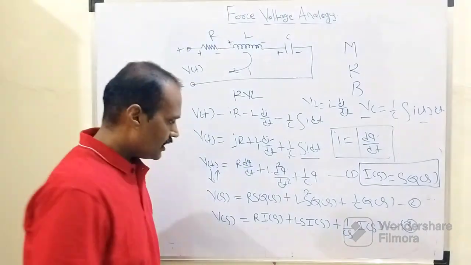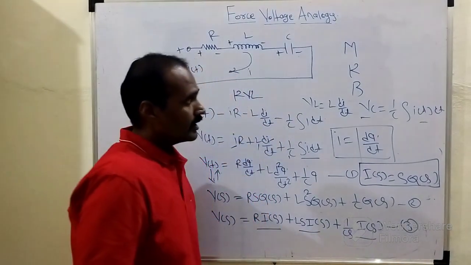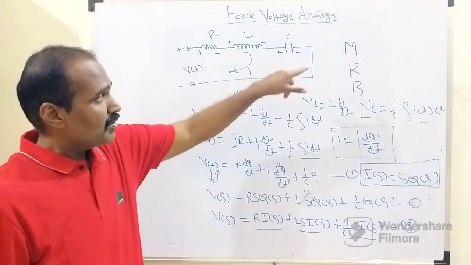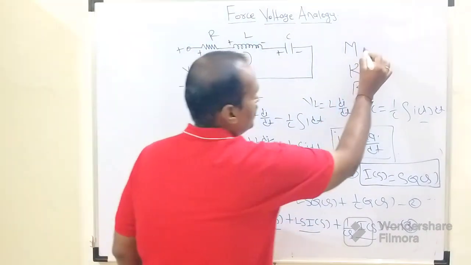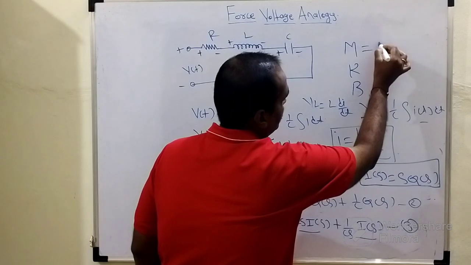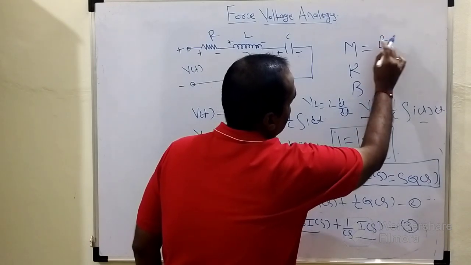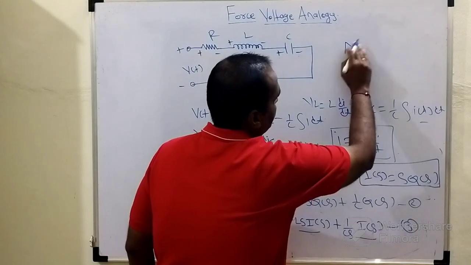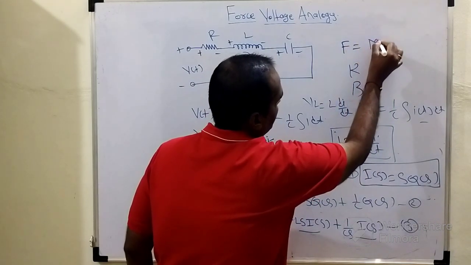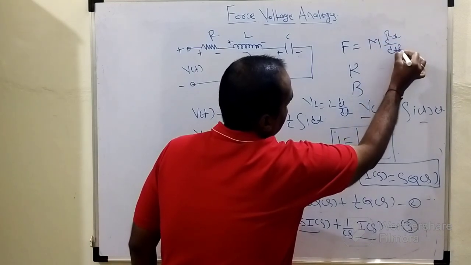So when we compare this equation number 3 with the basic mechanical parameters, the force equation for this mass is nothing but what? M followed by d square x upon dt square.